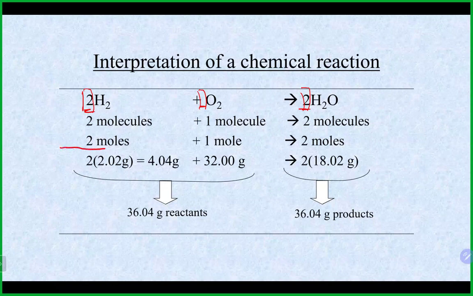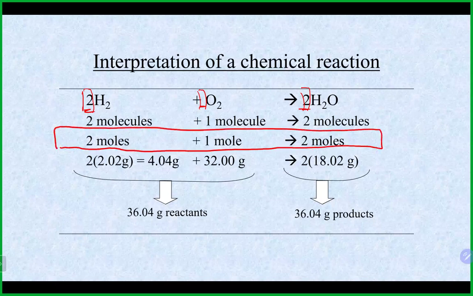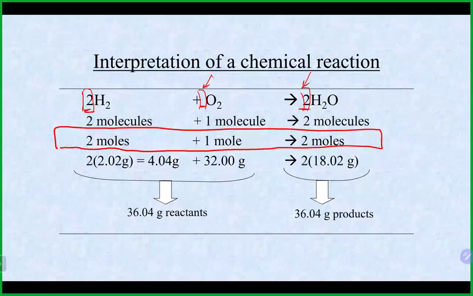The stoichiometry relationship that we use the most is sometimes referred to as the mole to mole relationship. That also is just using the coefficients. So we could say for every 2 moles of H2 we put in there, we also need to put in 1 mole of O2 and 2 moles of H2O will be produced.